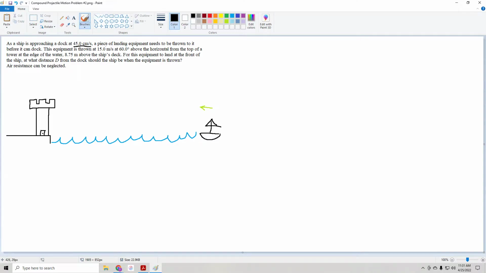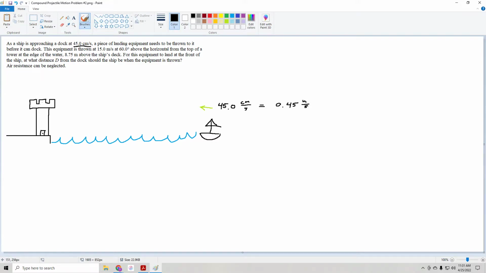An important thing, whenever they give you things like centimeters per second, I would always recommend converting this stuff to meters per second. And remember, there's 100 centimeters in a meter, so 0.45 meter per second.